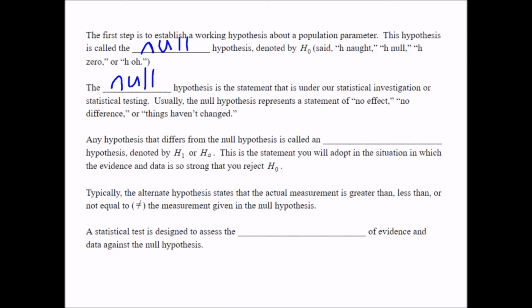Any hypothesis that differs from the null hypothesis is called an alternate hypothesis, denoted by H1, and sometimes I've seen HA, but I've always used H1. This is the statement we will adopt if we find that there's evidence against H naught, the null hypothesis, and we reject it. Typically, the alternate hypothesis states that the actual measurement is greater than, less than, or not equal to the measurement given in the null hypothesis.